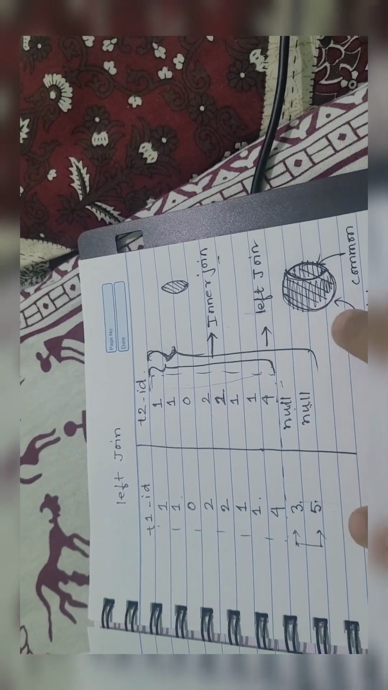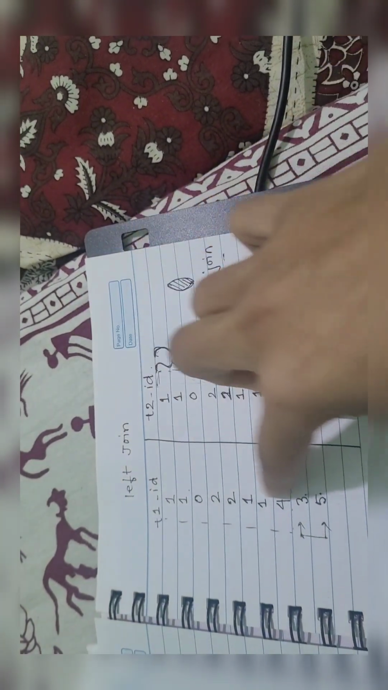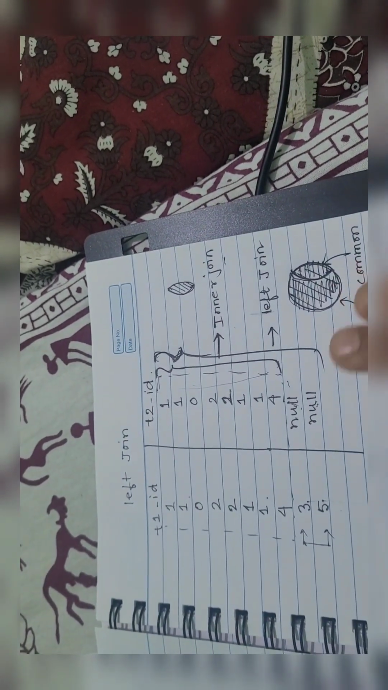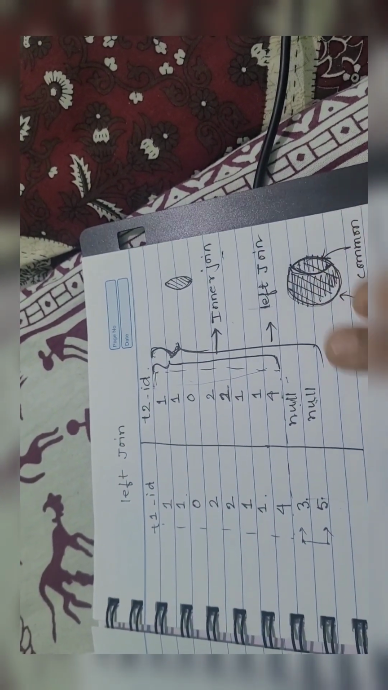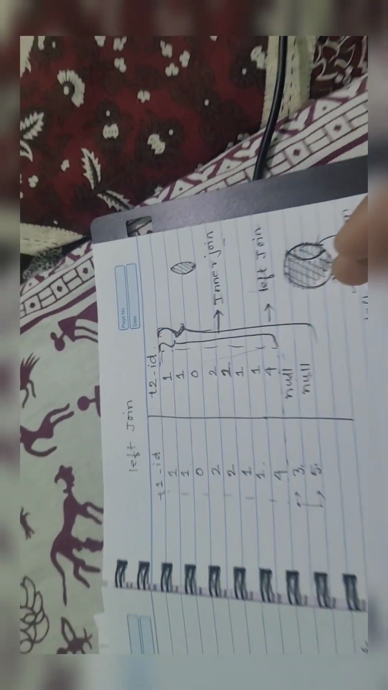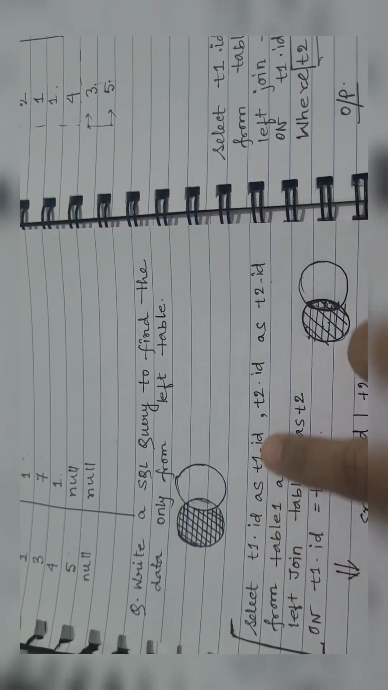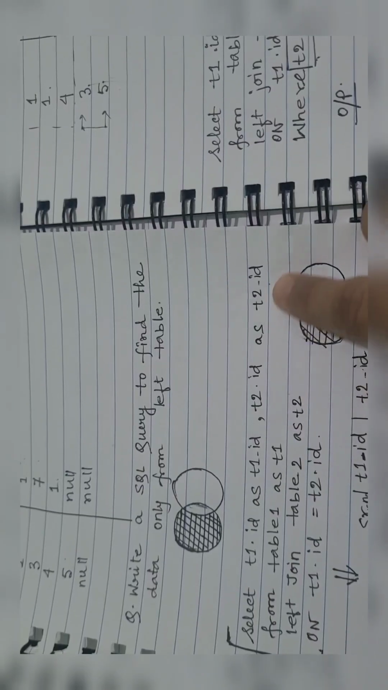Now from this, if I want to select only T1, that will also come. Or if I want to select both the columns, that will also come, but that is from a different table, so we'll have to mention that in this similar format. Here I have mentioned select t1.id as t1.id, t2.id as t2.id. So that is how this is coming.